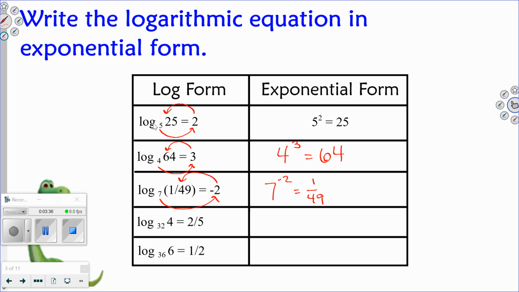All right, so the next one is going to be 32 to the 2/5 power equals 4. So 32 to the 2/5 power equals 4. Now, obviously, that would be a harder one. I'd be really mean to give you one like that to make you do in your head. That one's a lot harder. All right. And the last one would be 36 to the 1/2 power equals 6. 36 to the 1/2 power equals 6.